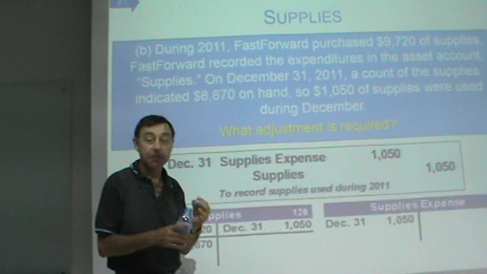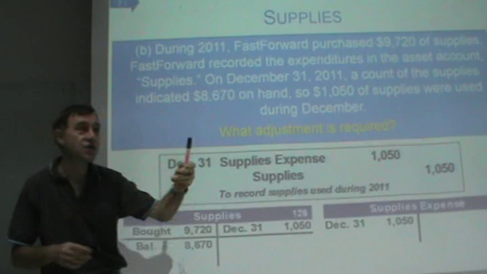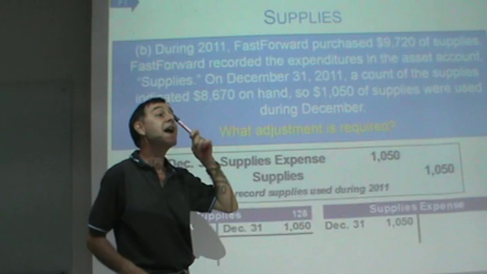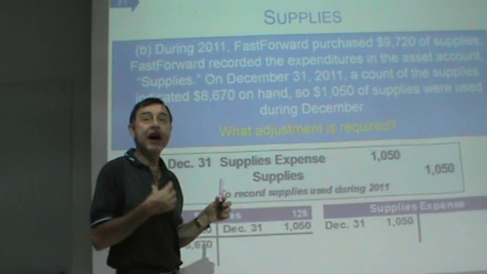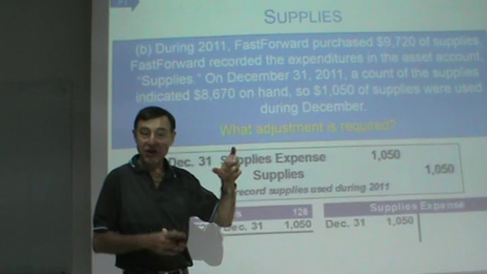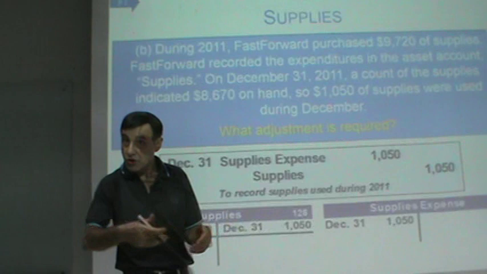We also have markers. When the marker goes bad and I throw it in the garbage, it becomes an expense, okay? So I just gave you an example of bottled water supply or marker supply. Another very common supply in offices is paper. You get a pack or a stack of 500 sheets of paper, and as the paper gets consumed, it's called expensing. You recognize it as an expense.